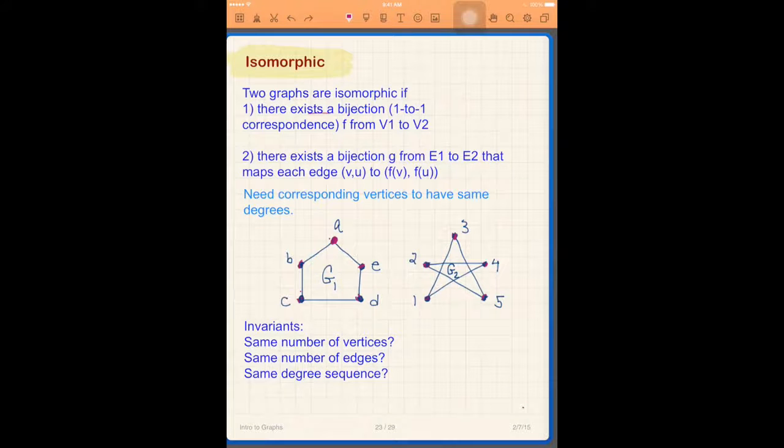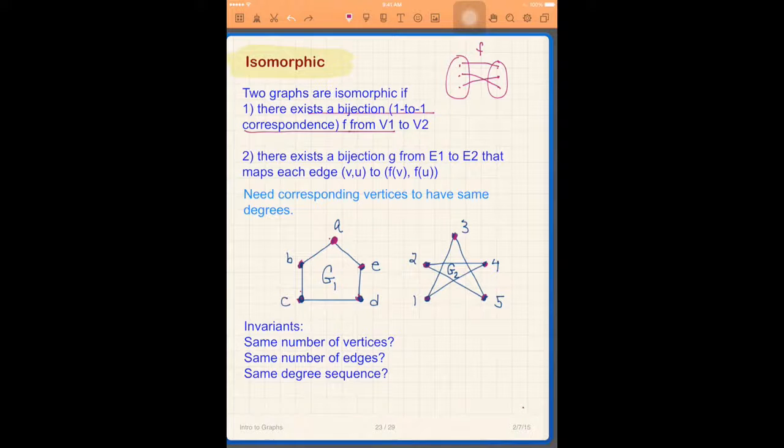There exists a bijection, which is a one-to-one correspondence, from the set of vertices in graph 1 to the set of vertices in graph 2. So we're going to have a set of vertices from each graph, and we want to be able to map them in a one-to-one correspondence. And there also will exist a bijection, which we can call a function g. So this above, we call this a function f. A function g that has the edges from the first graph to the second graph also matching.